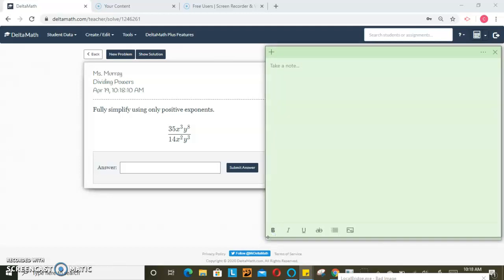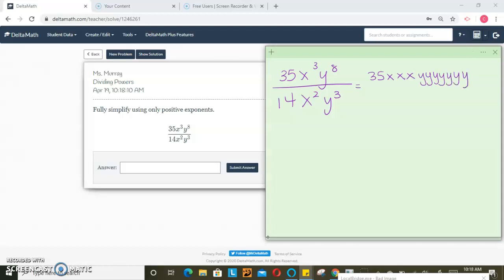Here we go. All right, I have 35 x to the 3rd, y to the 8th, over 14 x squared, y to the 3rd. So I'm going to do the write-out method first. So 35 x to the 3rd, so 3 x's and 8 y's. So 8: 1, 2, 3, 4, 5, 6, 7, 8. Then I have 14, 2 x's and 3 y's.